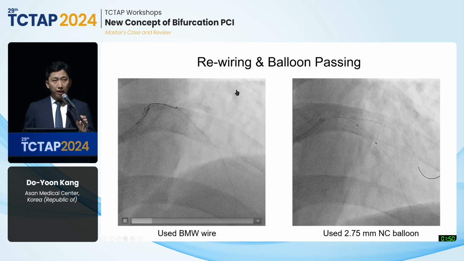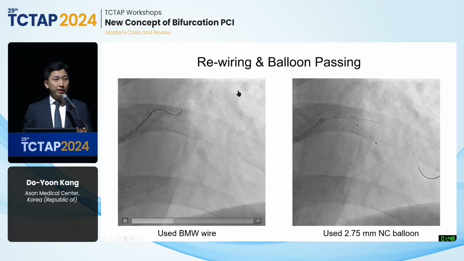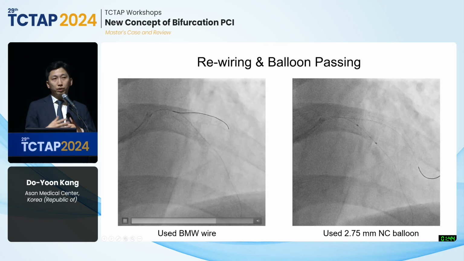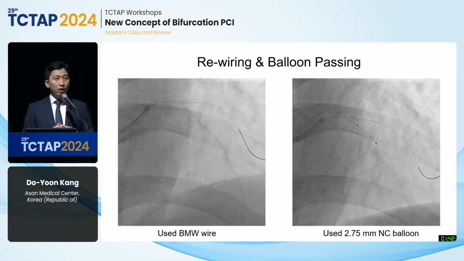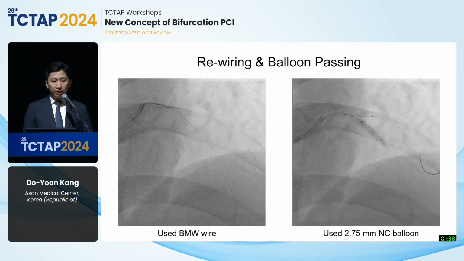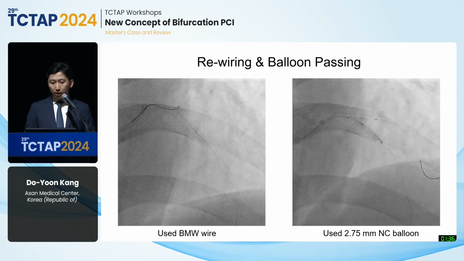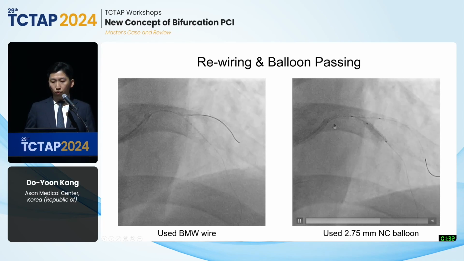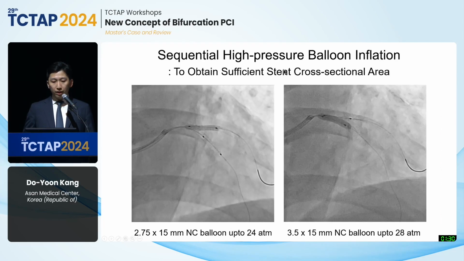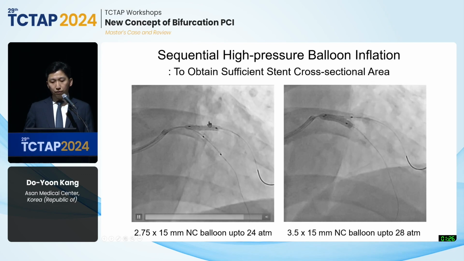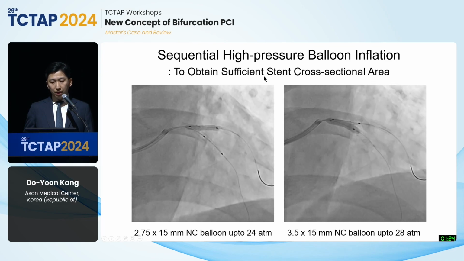And then after these steps, rewiring is usually easy because we have opened a lot of the side branch ostium, even without the double kissing. We can easily do the rewiring and balloon passing. I have used a 2.75 NC balloon with balloon anchoring, and then sequential high pressure balloon inflation to obtain sufficient stent cross-sectional area.